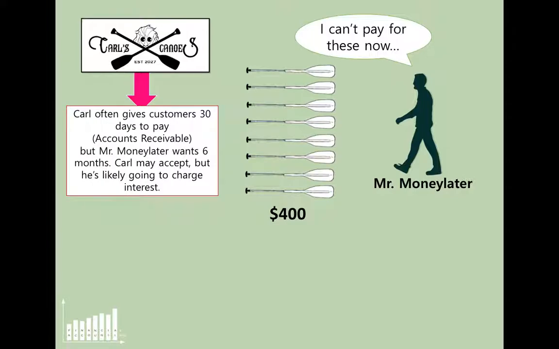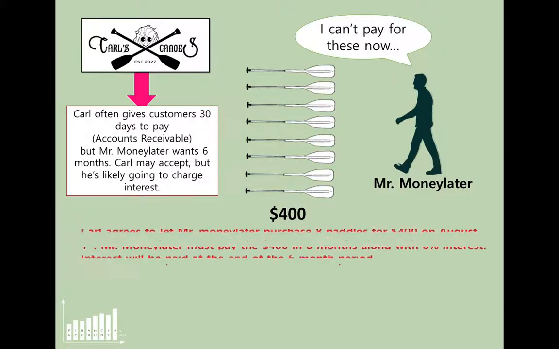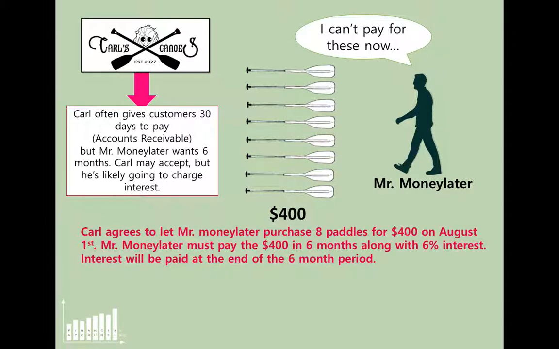Alright, so Carl often gives customers 30 days to pay. We record accounts receivable, as we've seen in previous videos. But Mr. Moneylater wants 6 months to pay. Carl might accept this, but he's likely going to charge interest to Mr. Moneylater. So Carl agrees to let Mr. Moneylater purchase 8 paddles for $400 on August 1st. Mr. Moneylater must pay the $400 in 6 months, along with 6% interest. Interest is going to be paid at the end of the 6-month period.